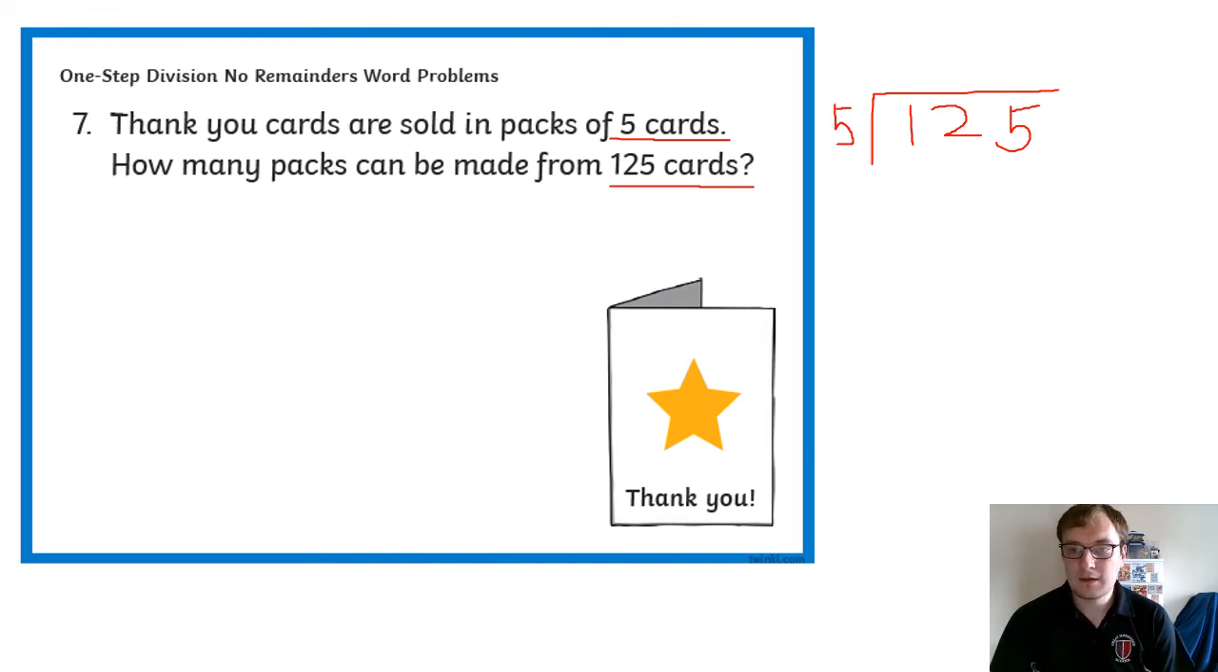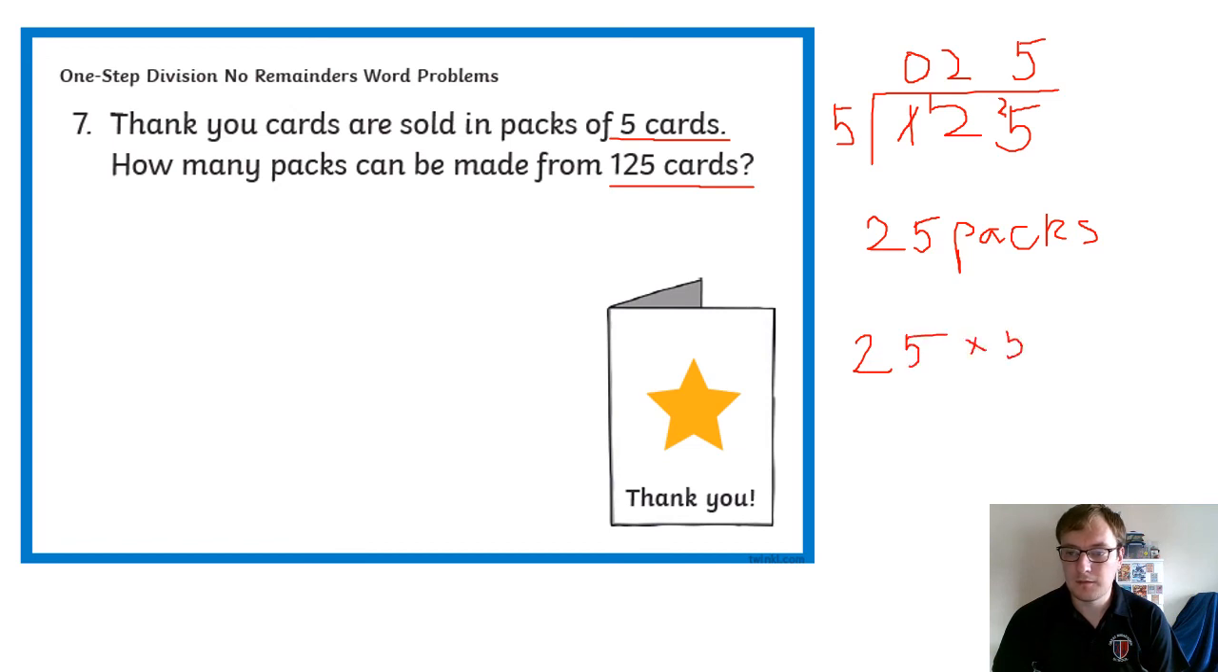So first, we're going to look at 5s into 1. It does not go. So it's going to be a 0 on top there. We move the 1 over there. It really helps understand that you can cross it out as well, so it makes it a little bit clearer. 5s into 12 go twice, because 5 times 2 equals 10. That means there'll be 2 left over for here. 5s into 25 go 5 times, and you get that by 5 times 5 equals 25. So there will be 25 packs made.